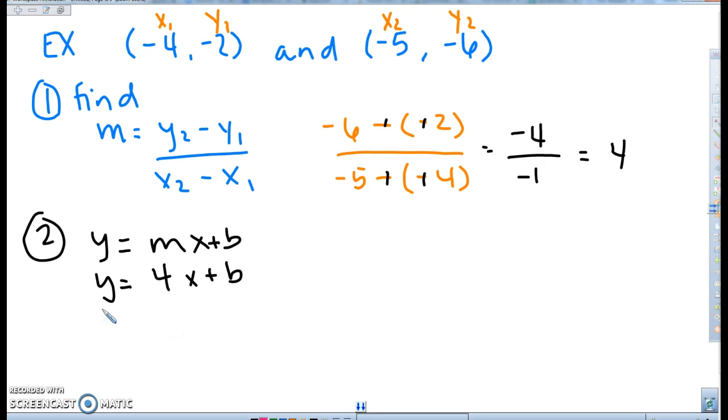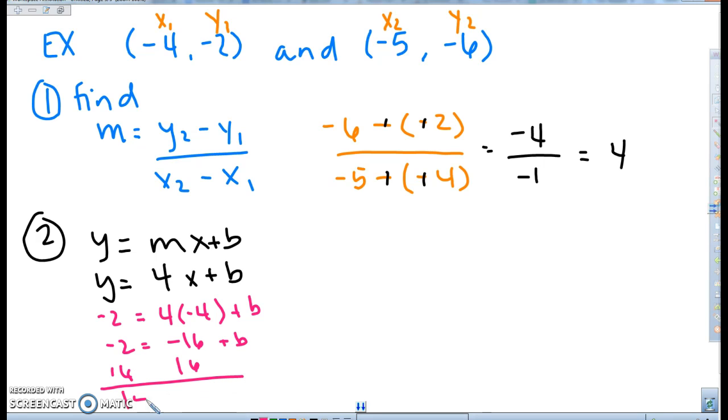I usually pick that first point. So I had negative 2 equals 4 times negative 4 plus b. So I had negative 2 equals negative 16 plus b. If I add 16 to both sides, I get b equal to 14. And then I plug that back in to my y equals mx plus b, and I write my full equation. So go ahead and write that full equation for me. Good, you should have y equals 4x plus 14.